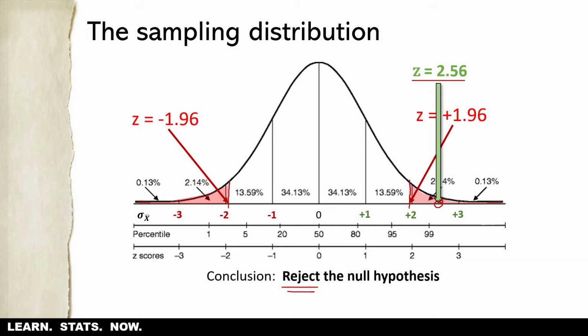Now, if the z-score had been smaller, let's say the z-score had been like positive 0.5, and we would locate it right here, then we would fail to reject the null hypothesis, and our conclusion would be different. So again, remember, rejecting the null hypothesis and failing to reject the null hypothesis are mutually exclusive decisions. You can only do one or the other.